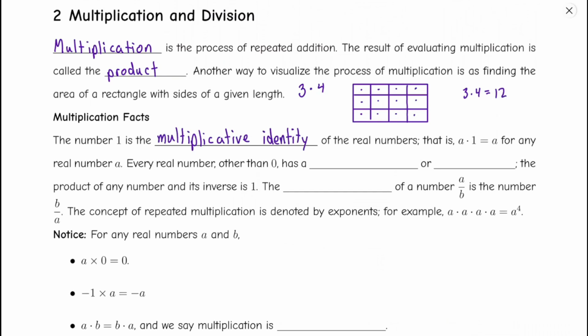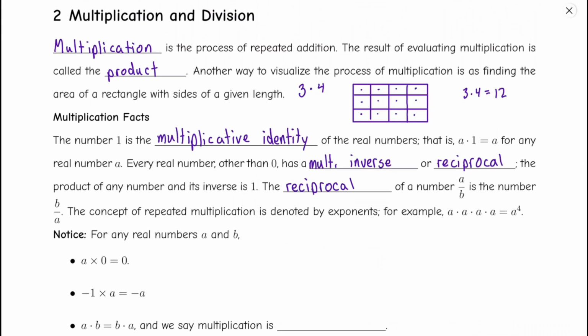Then every real number other than 0 has a multiplicative inverse, or more commonly known as the reciprocal. The product of any number and its inverse is 1. The reciprocal of a number a over b is the number b over a. That's why sometimes people say the reciprocal is the flip of the number.